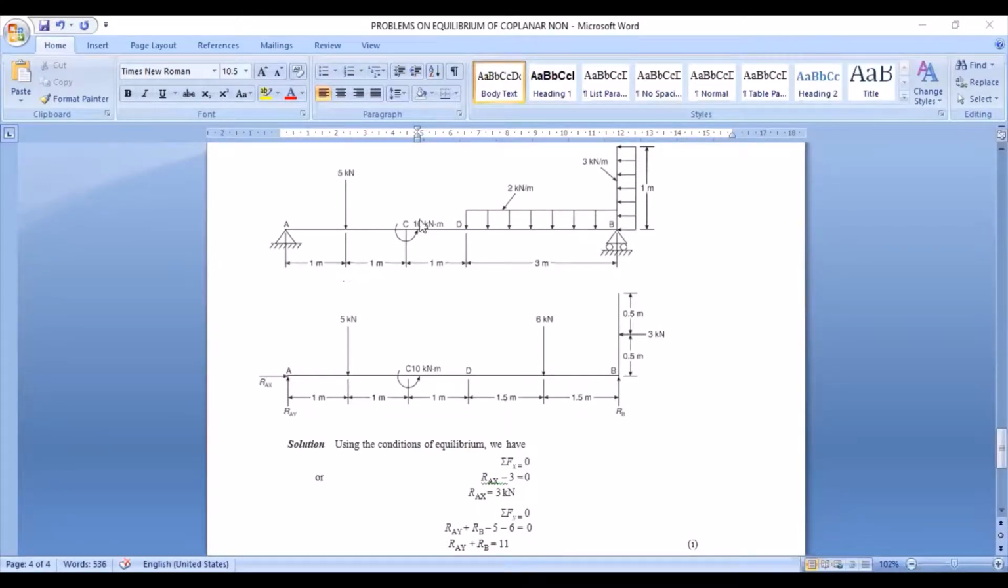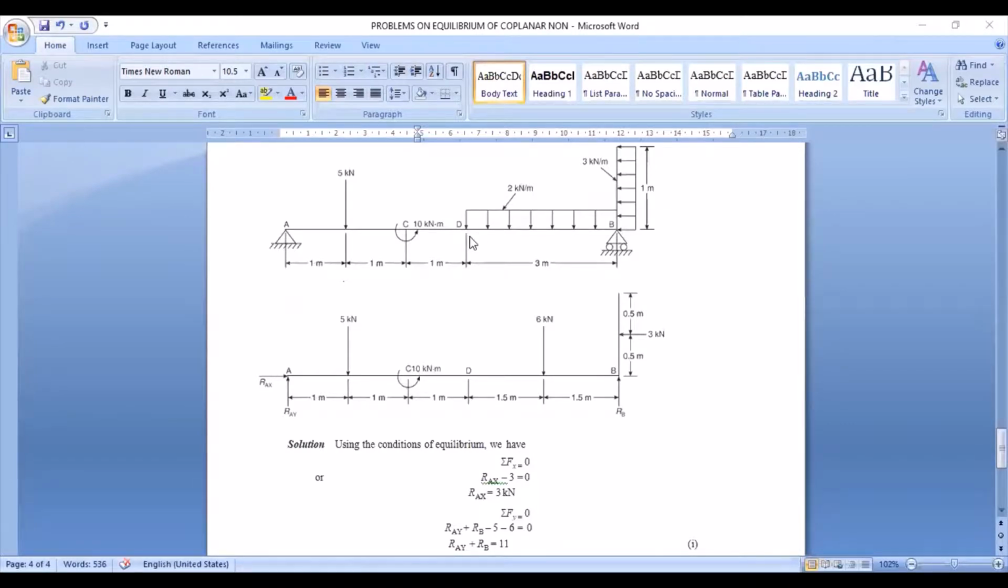Now, free body diagram for this section. As you can see, at A you have a hinge, so you have one horizontal reaction and one vertical reaction, and at point B you have a roller support, therefore you have one vertical reaction, that is RB. Now coming to the point load, you have a 5 kilonewton point load which is 1 meter from A, acting exactly at that point. You have an anti-clockwise couple, that is 10 kilonewton meter, which is shown here.